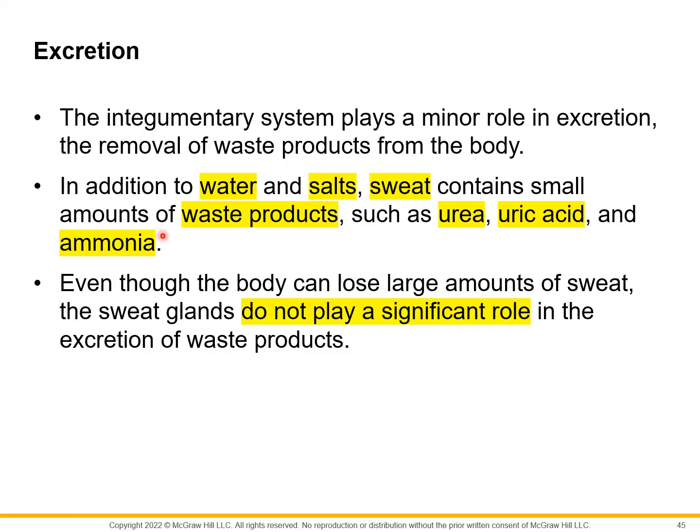So on a cellular level, kaya rin namang mag-excrete ng mga bagay ng skin natin. But again, as we can see right here, the integumentary system does not play a very significant role in excretion. So again, meron tayong iba pang organ systems na mas effective at mas efficient in excreting waste products.